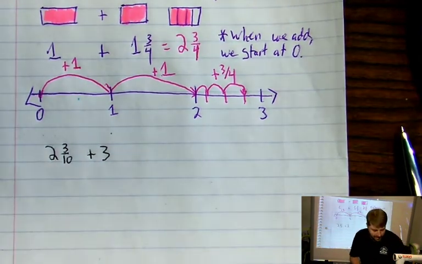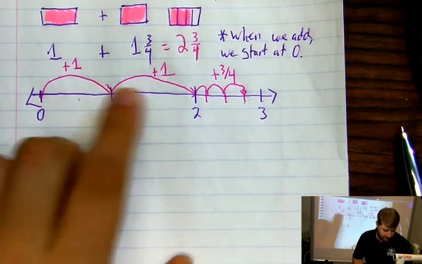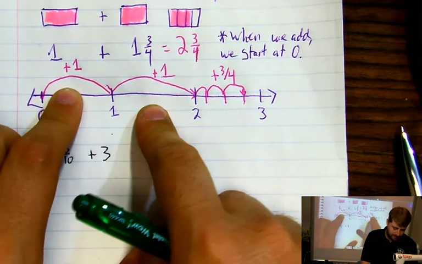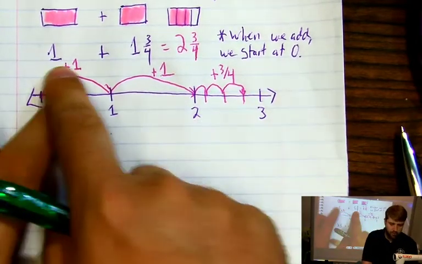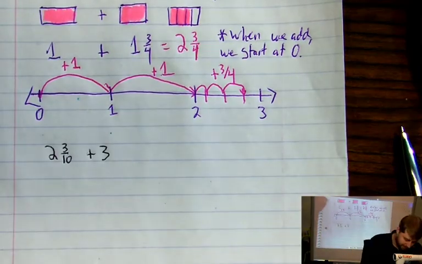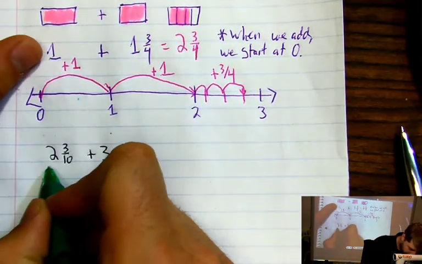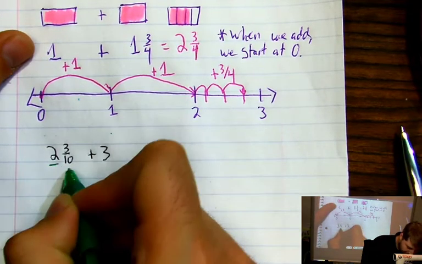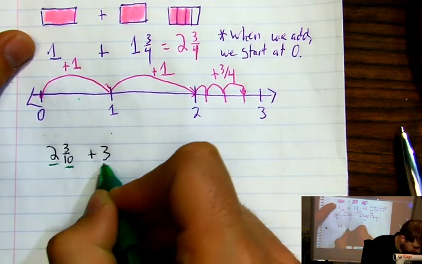But I noticed on this first one, we had a whole number, then our fraction. So even though we had one whole number and a mixed number, we had 3 different parts to what we were adding. So I'm going to underline our 3 different parts here. We have our 2, we have our 3/10, and we have our 3.